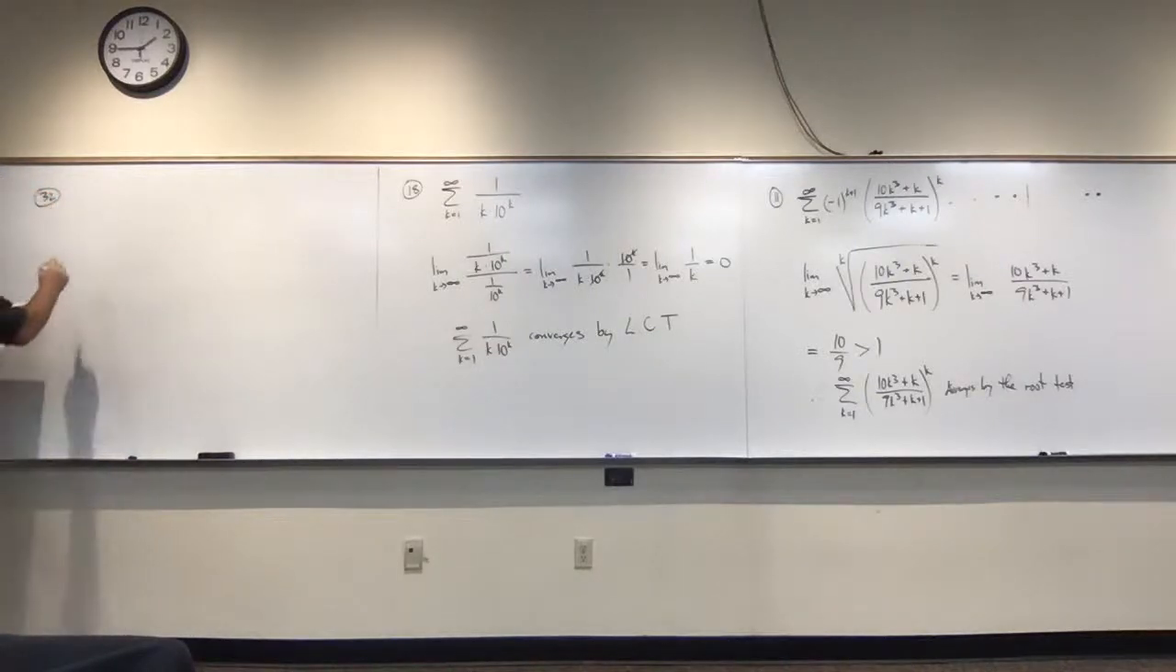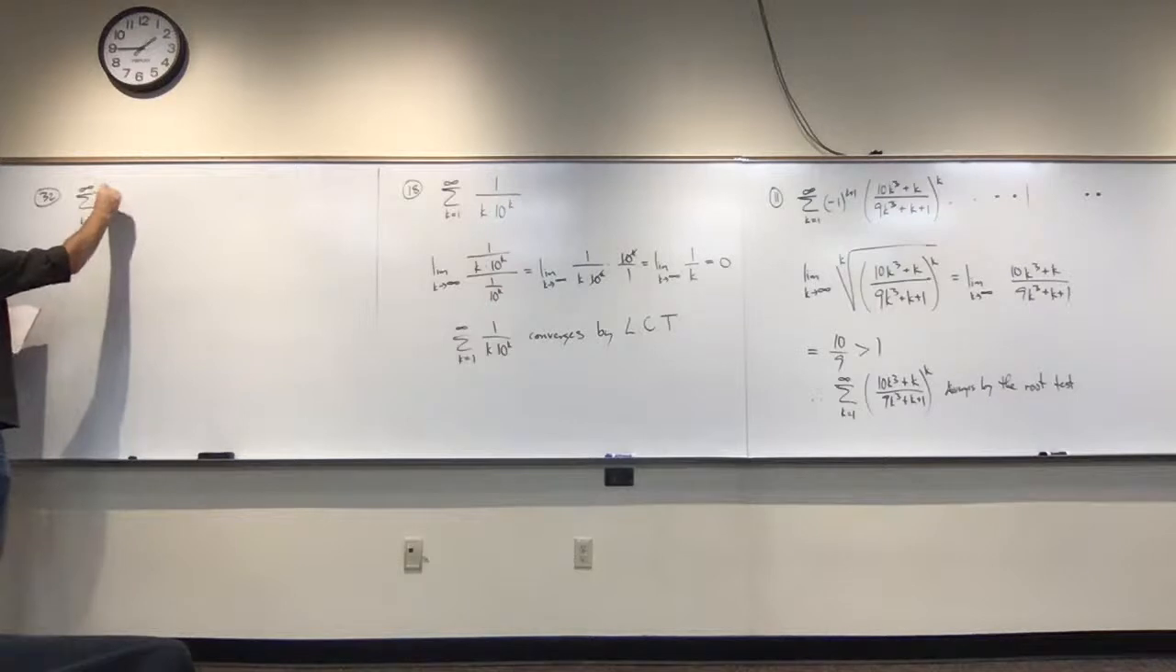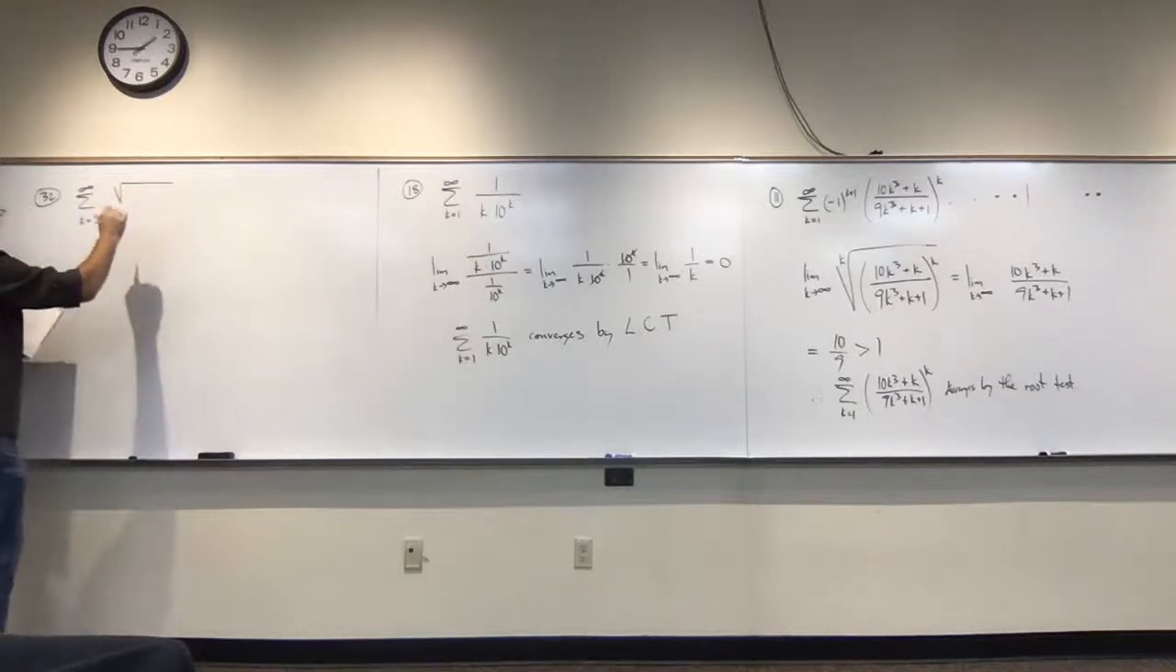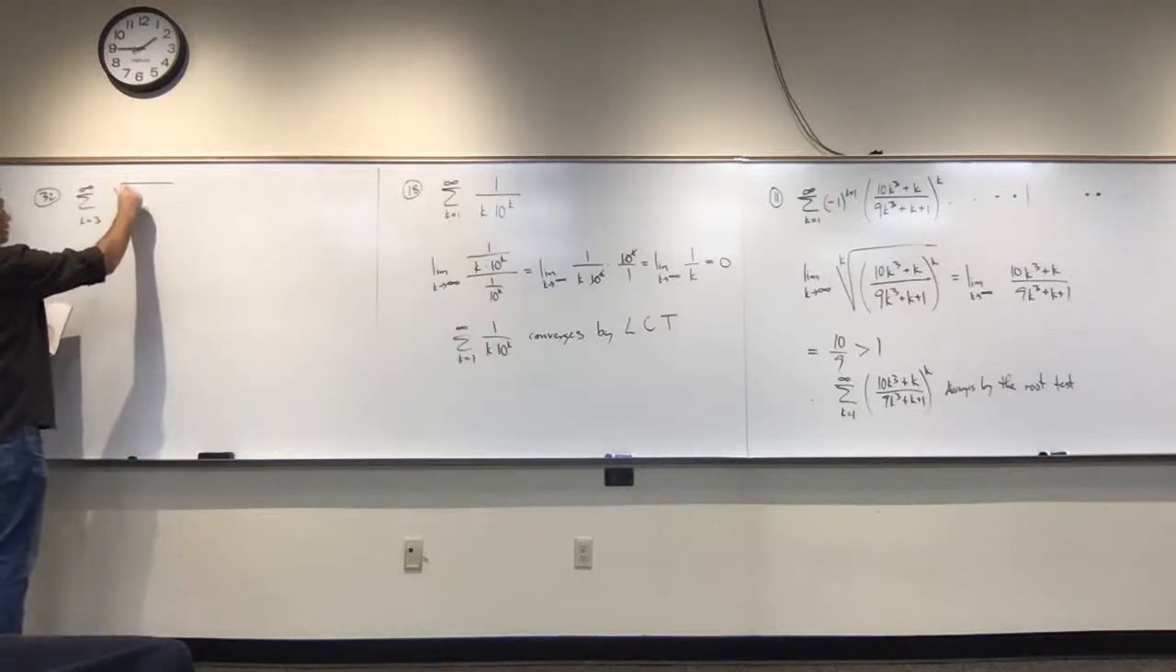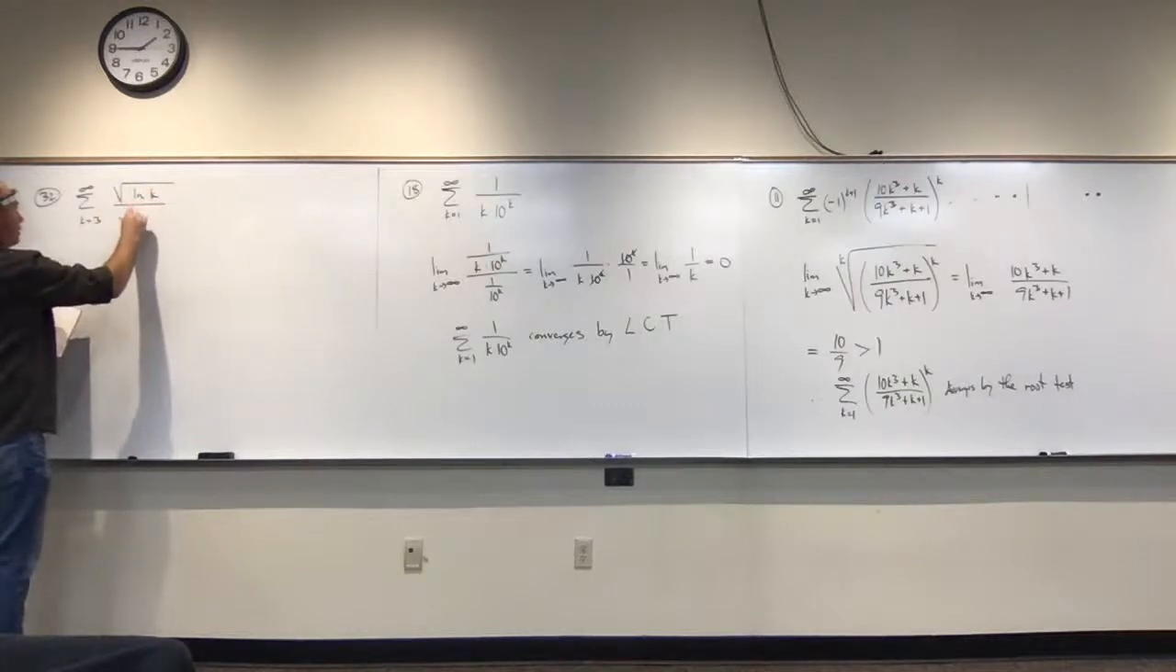Okay, number 32. We have the sum, k going from 3 to infinity, of the square root of ln of k over k.